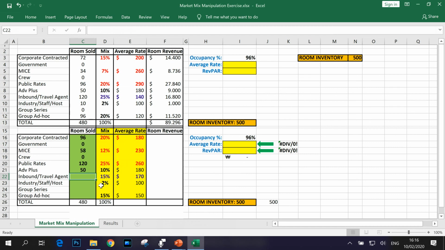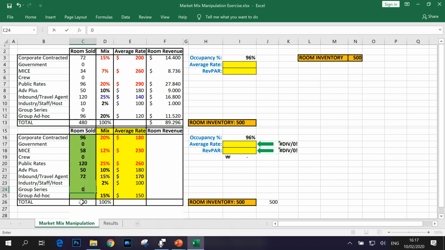Inbound travel agent, now we are increasing our rate. It used to be 140, now we want to increase our ADR to 170, which will reduce the market mix percentage as well. From 25%, now we are aiming to achieve only 15% of the total room nights, equals 15% out of 480. Industry start rate, same 2%, which is only 10 room nights.